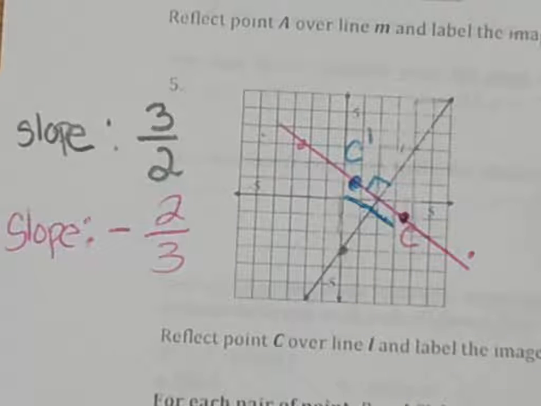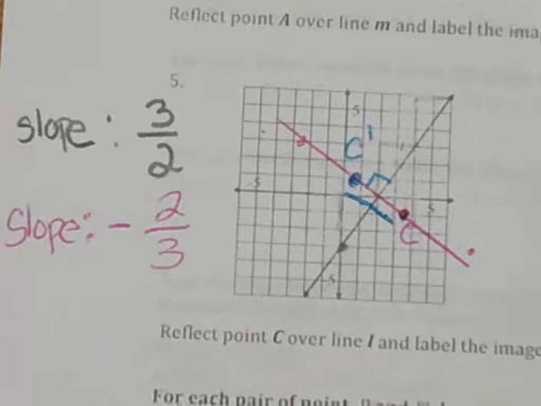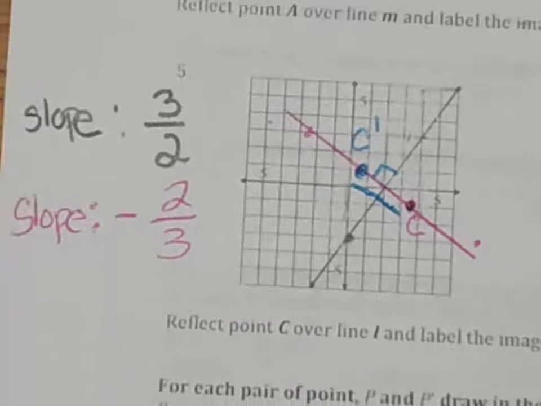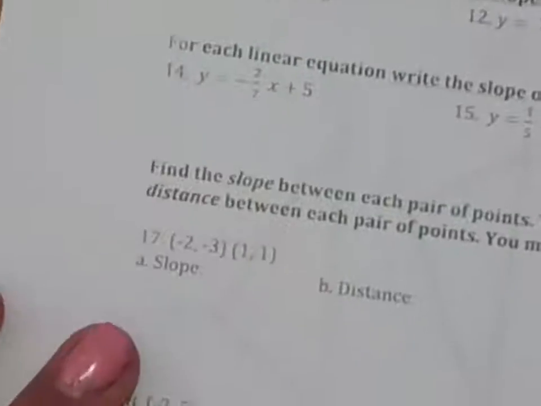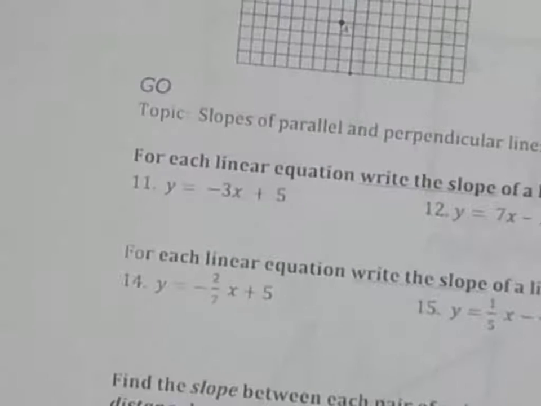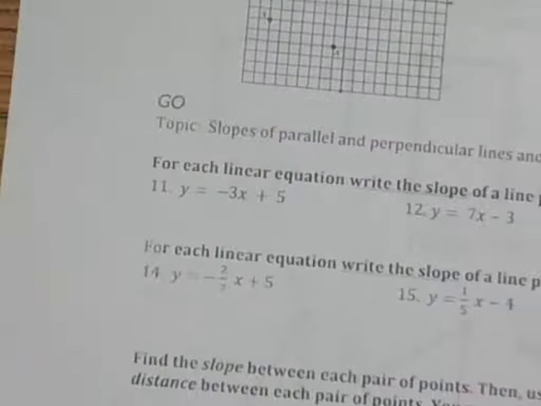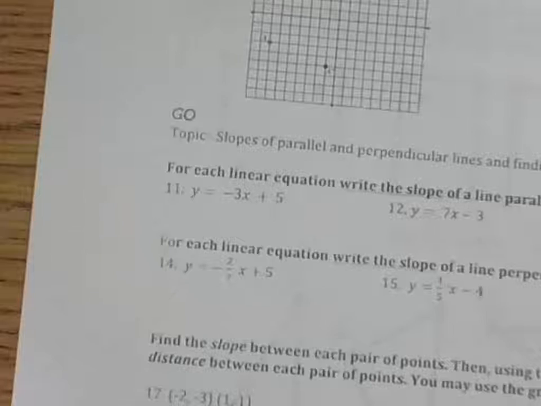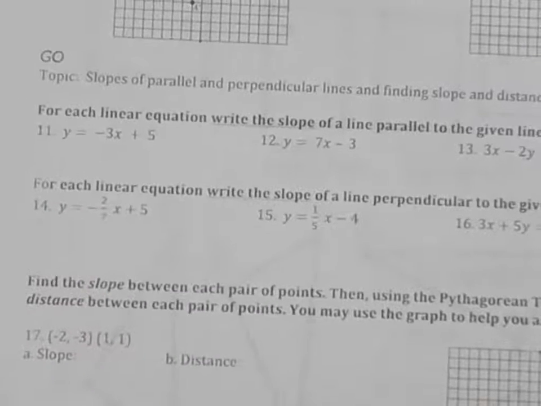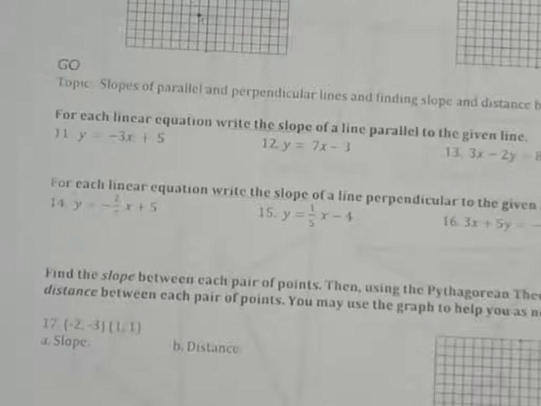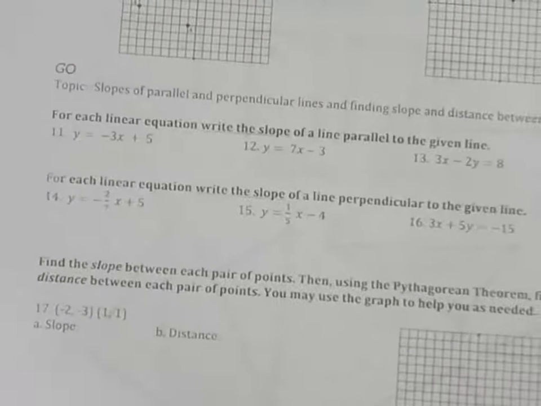Okay. So try 4 and 6 by yourself. I told you you can skip 7 through 10 for now. Let's move on to 11 through 16. Oh my goodness. There we go.